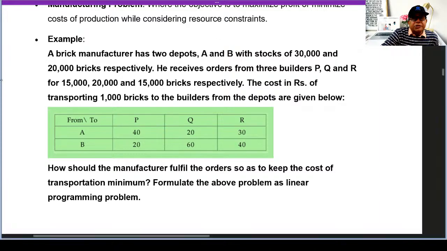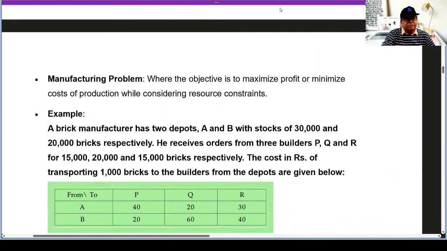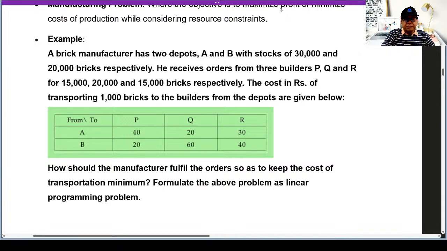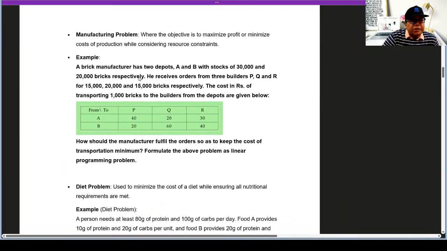See how it is solved. Just go through this sum. Check. A manufacturer has 2 depots, A and B, with stocks 30,000 and 20,000 bricks respectively. He receives order from builders P, Q, R. Cost in rupees of transporting 1,000 bricks to the builder from the depot are given. How should the manufacturer fulfill the order so as to keep the cost of transportation minimum? Formulate it as a linear programming problem. You can apply it easily, the concept of linear programming.